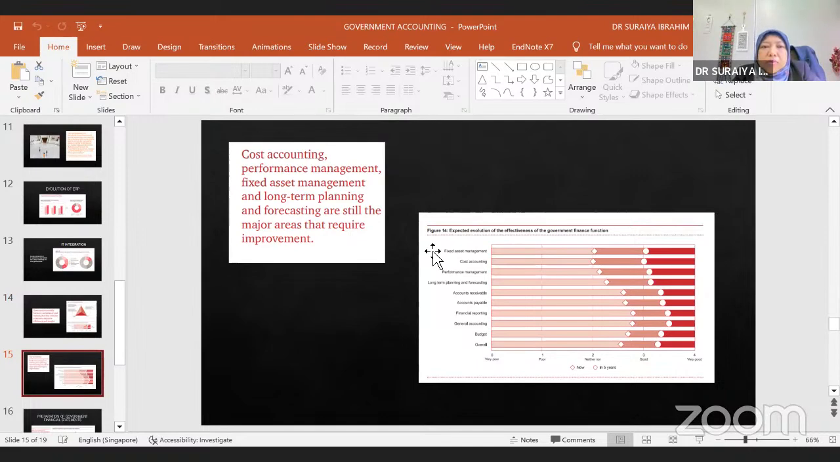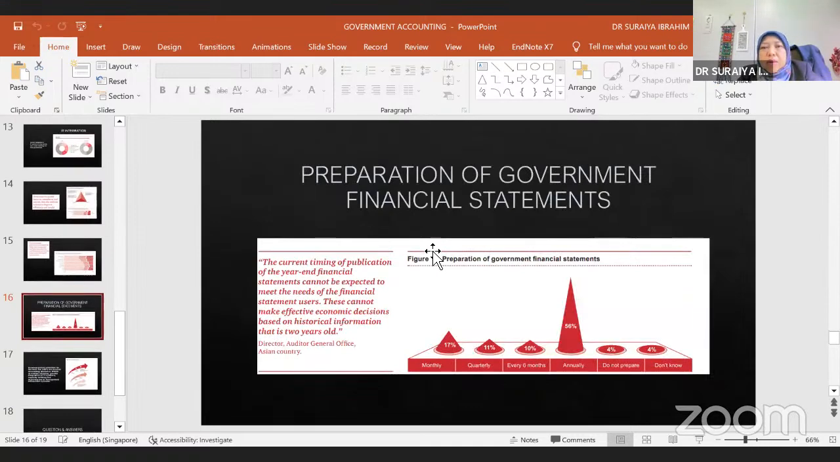So how about cost accounting? Cost accounting, performance management, fixed asset management, and long-term planning and forecasting are still the major areas that require improvement to support this IT integration and ERP in the accrual basis context of government.